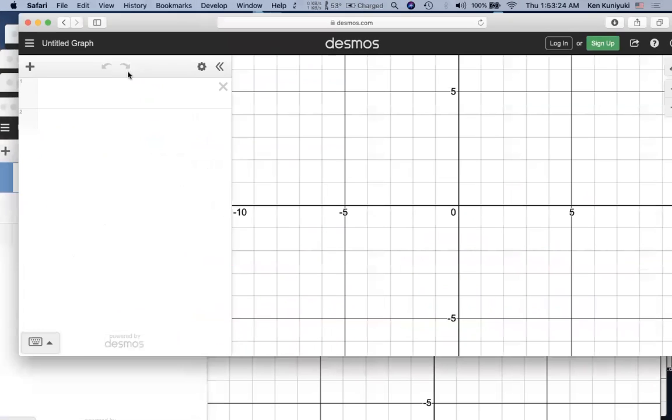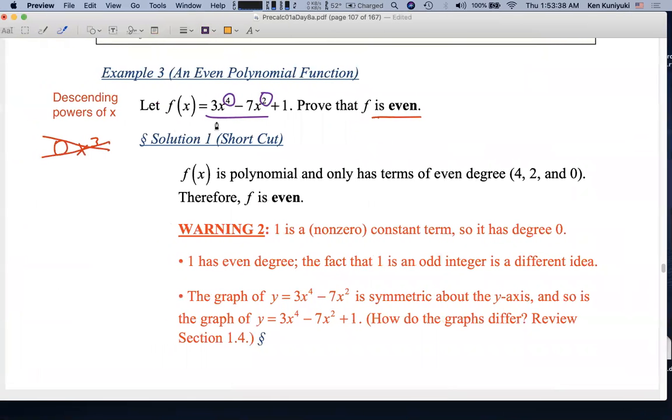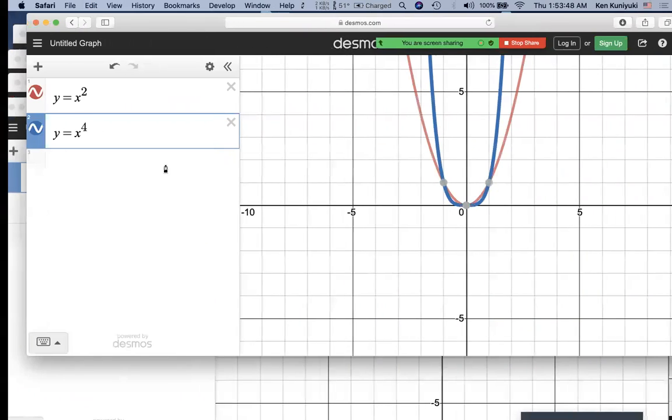Take a look here. Our old friends, y equals x to the second. That's a parabola. Y equals x to the fourth. That's another bowl. Both of these graphs are symmetric about the y-axis. These both represent even functions. And remember, a linear combination of even functions is even. 3 times x to the fourth minus 7 times x to the second. That will also represent an even function.